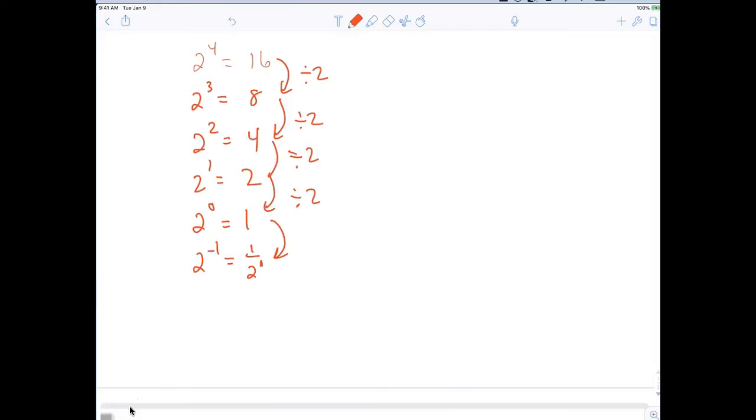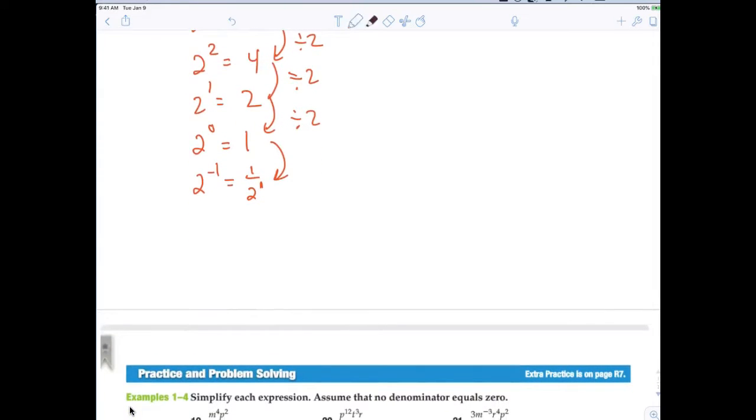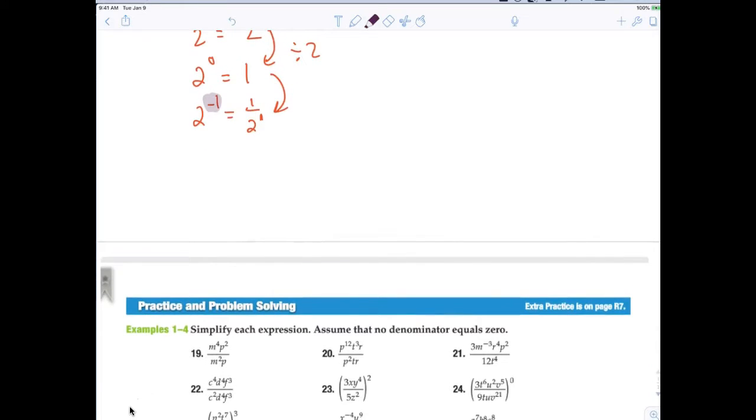All right? So now I'm trying to get you to see here, if I don't want a negative exponent, I take the number and I move it down to the what? To the denominator. Simple as that. All right? Now, let's do another one.